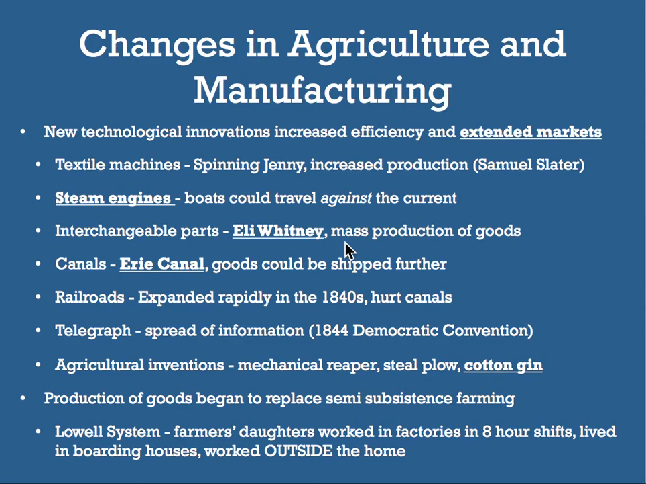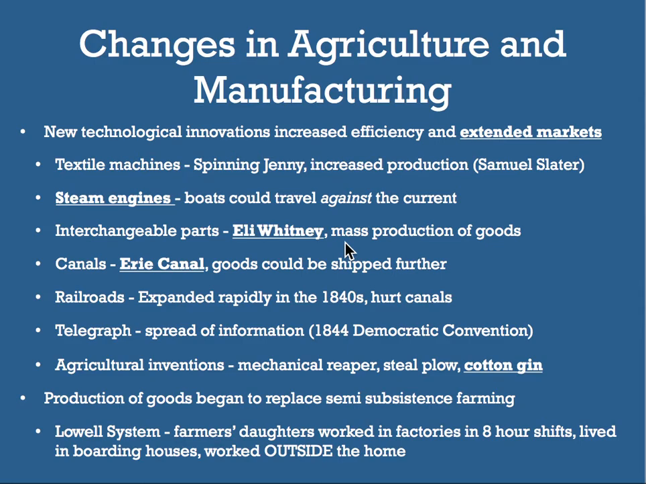Also encouraging changes in manufacturing and agriculture is the idea of interchangeable parts. It really begins with Eli Whitney with a variety of different mechanisms. But the idea is that when you make a machine, you shouldn't make it so that if one piece breaks, the entire thing is useless, but rather you can replace that part. And it allows for mass production of goods. It allows for less capital, less money to get involved in manufacturing because it's cheaper to replace things.